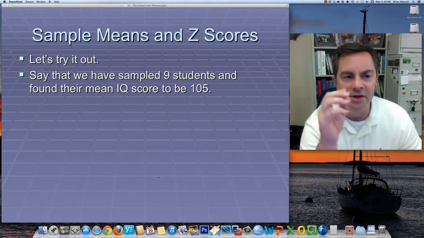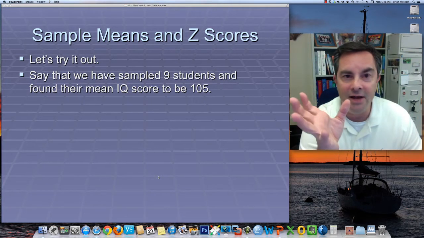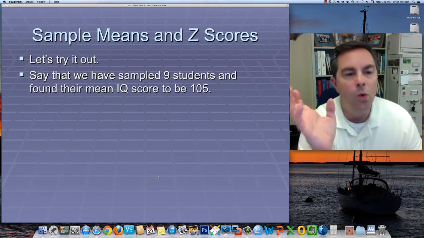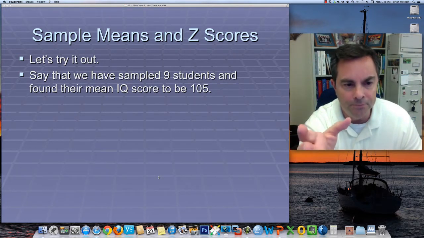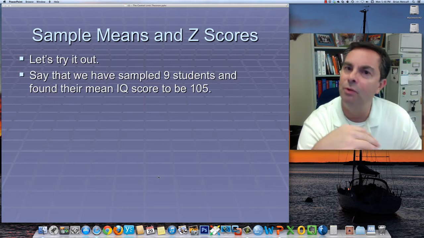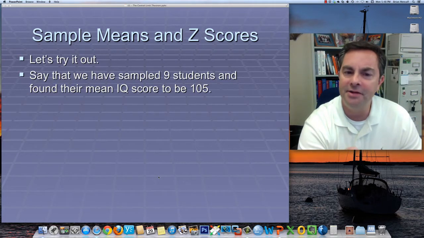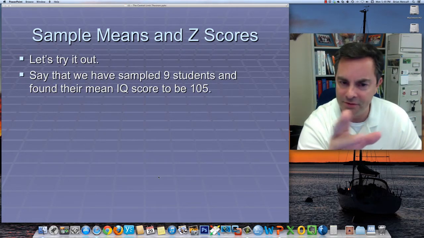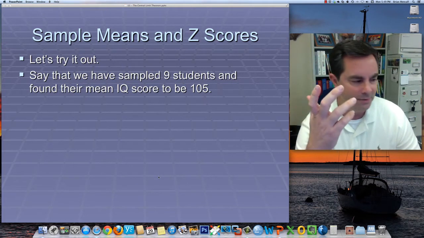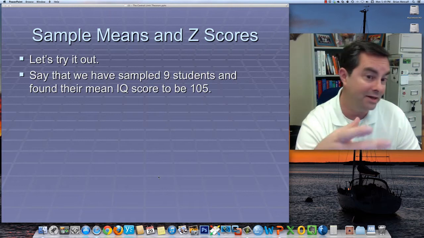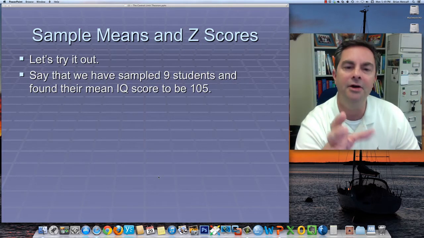Now, stop and pause. If you just randomly selected 9 people from the world at large, what would you sort of expect this mean to be equal to? The population mean IQ is 100, right? So already I can see, oh, this group's a little bit above average, all right? If they're truly randomly sampled, I was expecting the mean to be approximately 100.